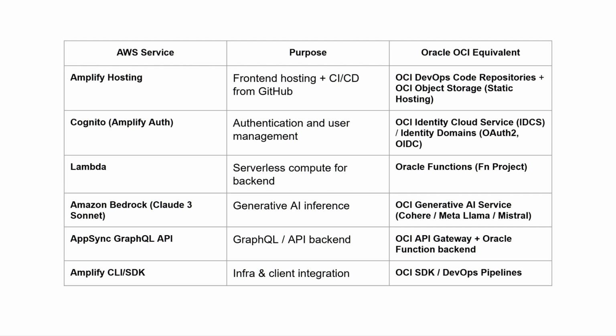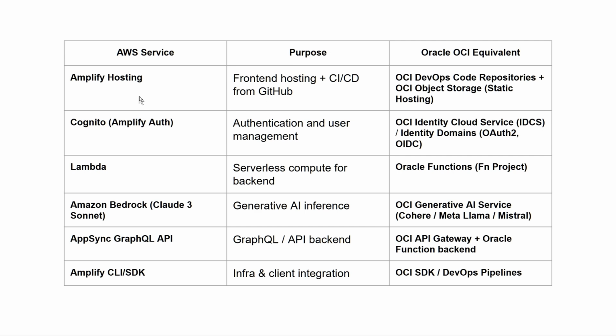Hi everyone. Let's start by looking at how AWS services map directly to their OCI counterparts. This mapping helps us to understand that the same architectural principles can be applied seamlessly across both platforms. So first is Amplify hosting, which in OCI is OCI Object Storage plus the code repositories.